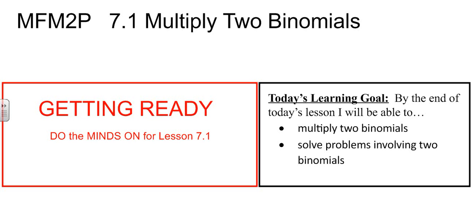Chapter 7 is fairly heavy with algebra. The first lesson's not too difficult though. So today we're going to be multiplying two binomials together. Could you do the minds on please for lesson 7.1 if you haven't done so already? I'll be taking it up in a second.